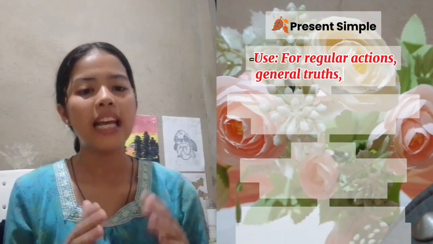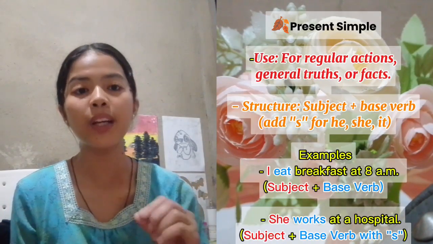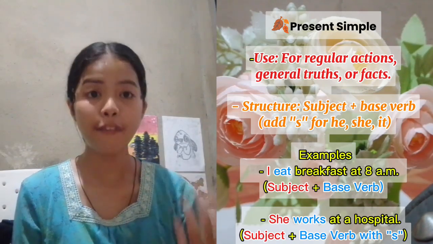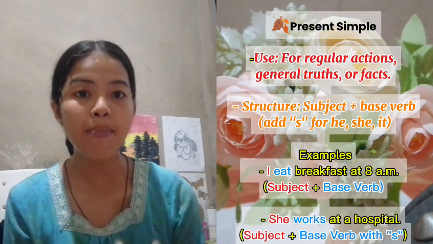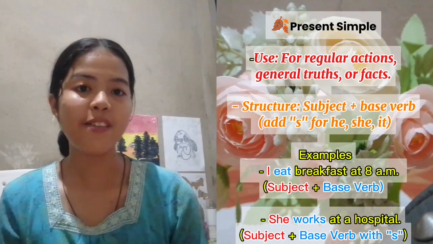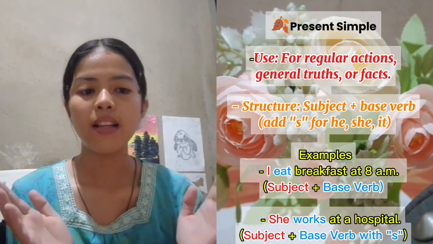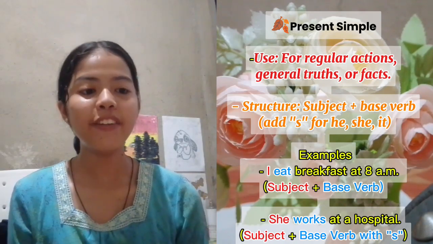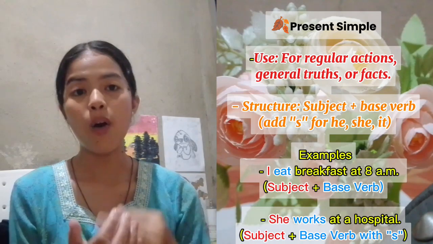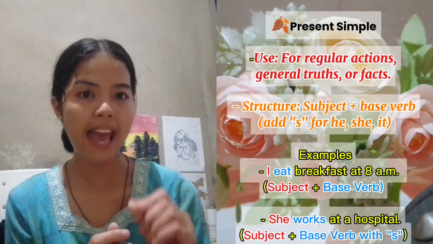We know that this present simple is used for regular actions and general truths or facts, and even in habits and schedules. Also, its structure follows the subject plus base verb. And if the subject is he, she, or it, the base verb must have an S.